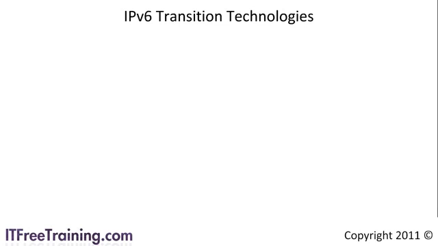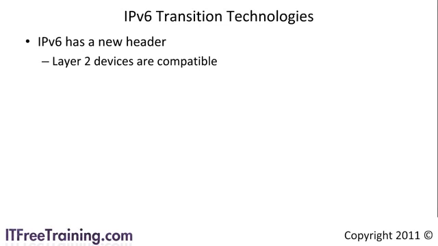There is still a lot of work that needs to be done before everyone is switched over to IPv6. To try to assist the migration to IPv6, there are some transition technologies that have been developed. These are needed because IPv6 has a different header than IPv4. This does not affect Layer 2 of the OSI model, as Layer 2 devices will work with the new header. This means you can deploy your IPv6 network without having to upgrade your hubs and switches. However, because the IP header has been changed, Layer 3 devices need to be upgraded to IPv6 before they will work on an IPv6 network.